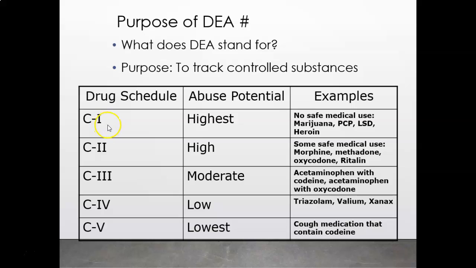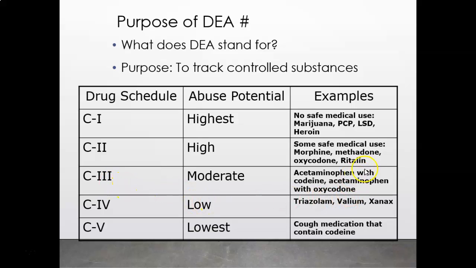So we have C1, remember that as the highest abuse potential, no safe medical use. Ironically, marijuana has been on that for some time, and that's mostly political because we know there are safe medical uses for marijuana. But PCP, LSD, and heroin are all examples of C1. C2 is the next highest, and it has some safe medical uses: morphine, methadone, oxycodone, and Ritalin. These are all highly, highly addictive, very dangerous in high doses, but they use them quite often for pain control and other reasons as well.